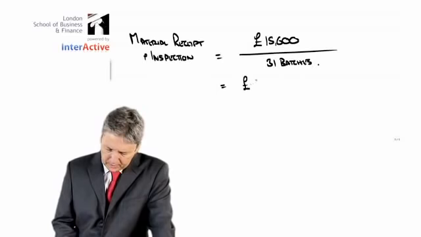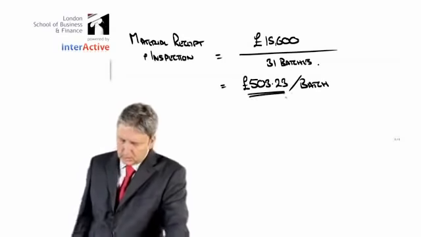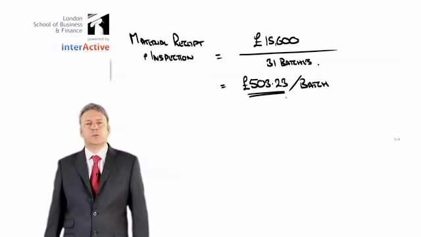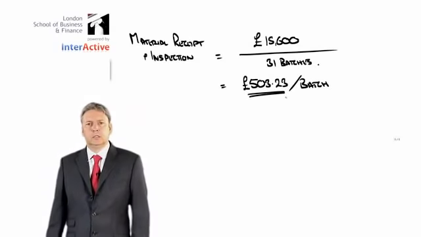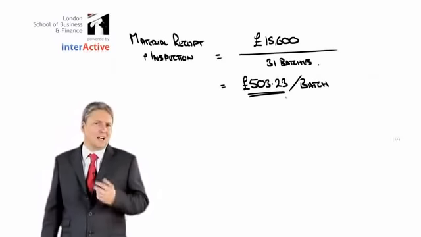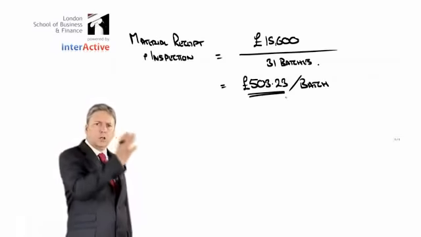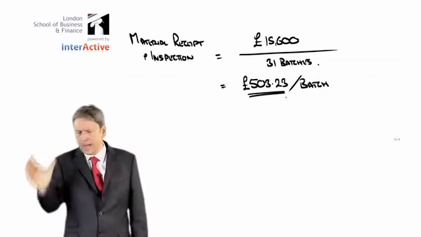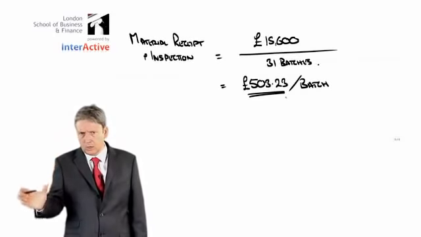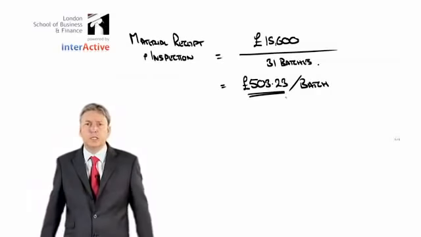Divide one by the other and we get 503.23 per batch. The mechanics of what we're doing is essentially exactly what we did with absorption costing. We're linking the cost from our halfway house, in this instance the cost pool, to the product, and we're using some base. Here the base is the batch.